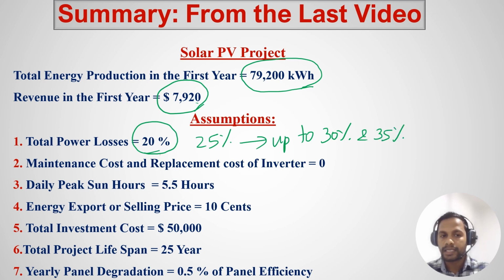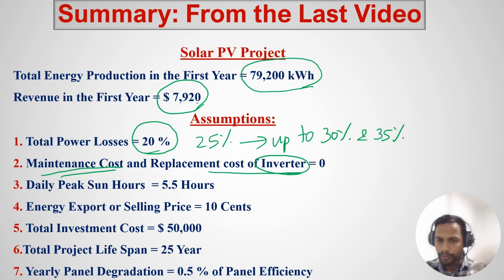And the second assumption, I said there is no maintenance cost. I made this assumption to make this teaching easy. But in fact there is a maintenance cost. Maybe after 10 to 12 years we have to replace the inverter. I also didn't consider that to make this teaching much easier. Those are small amounts of money, maybe $4,000 or $5,000 you may have to spend.